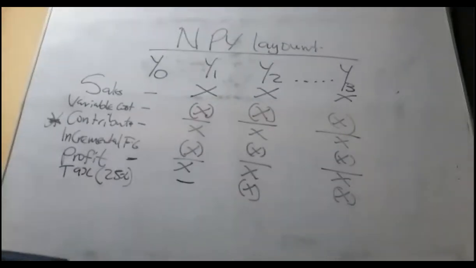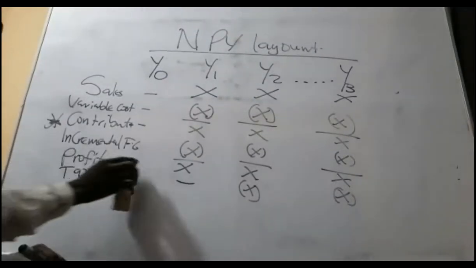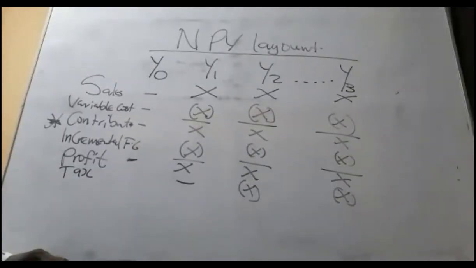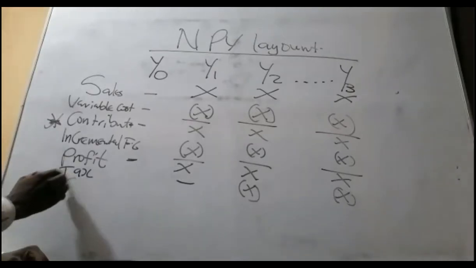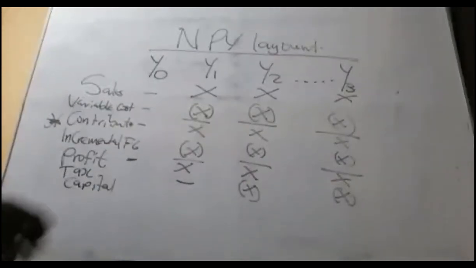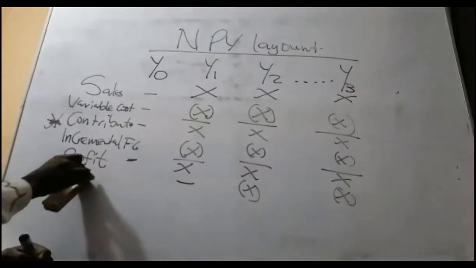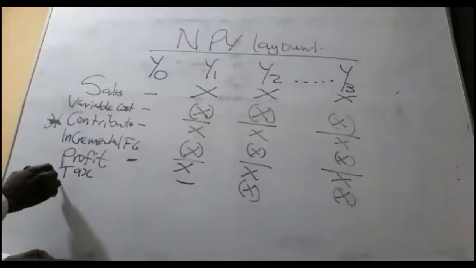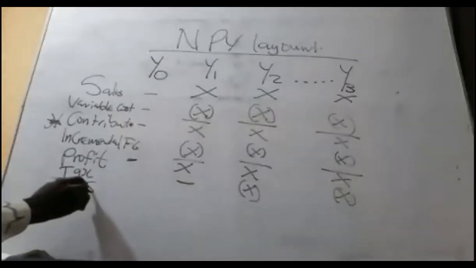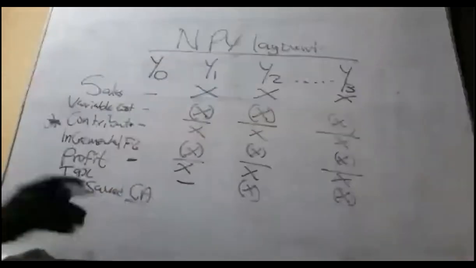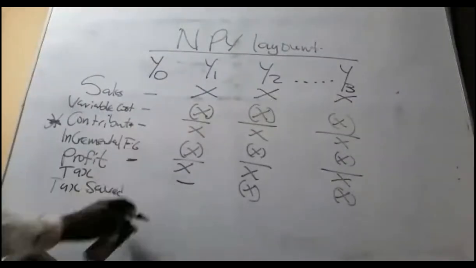Now, let's see. So I'm done with the tax section. Then you go to tax saved on capital allowance. You know, depreciation has not been included so far. So tax saved on capital allowance. Good. That's the next section.